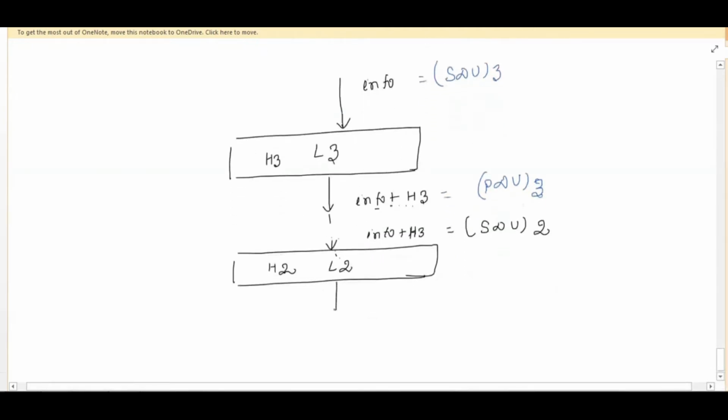Next, what is layer 2 transmitting? Info plus S3 plus S2. Layer 2 is transmitting this information, so it becomes the PDU. Which layer is transmitting this information? Layer 2. So it is the PDU of layer 2.